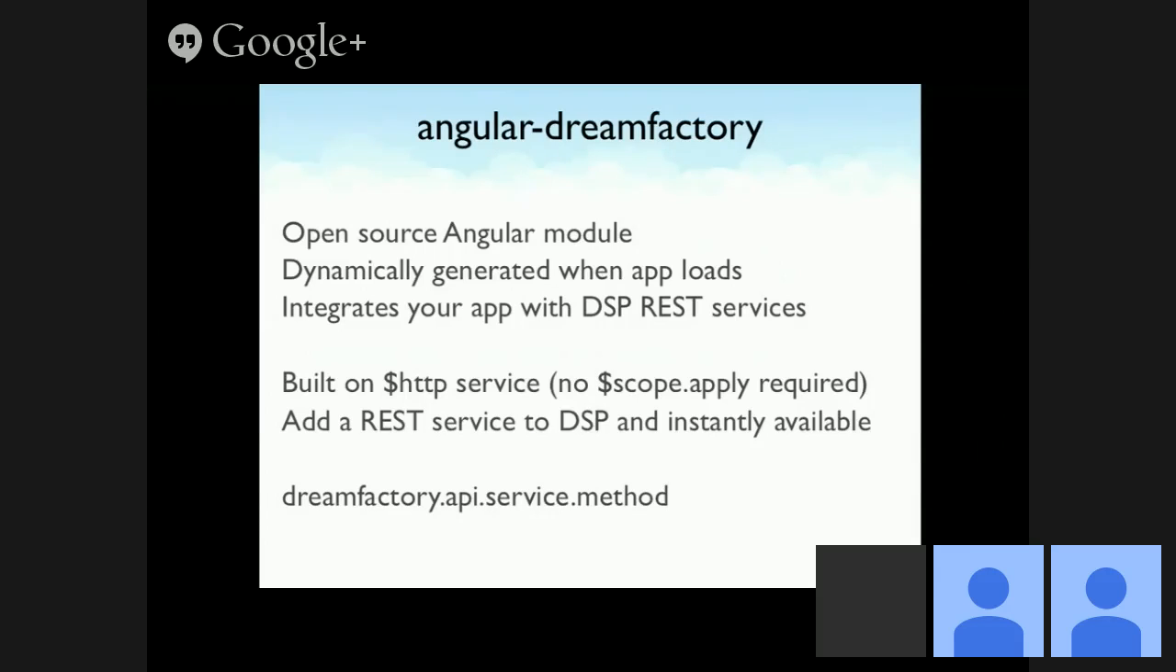So this library that I'm going to show in the next few minutes is an open source module. It's dynamically generated when your application loads. It's a library, so you drop it in, you can install it with Bower or just put it into your project. And what it does is it integrates your application with all of these services that you've added on the back end. So if you add a service to go to Dropbox or something, that service is then available, and you can just write to an API really easily.